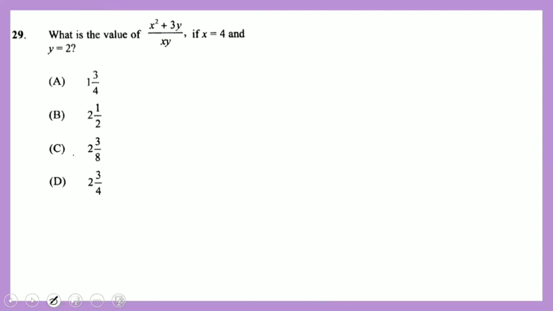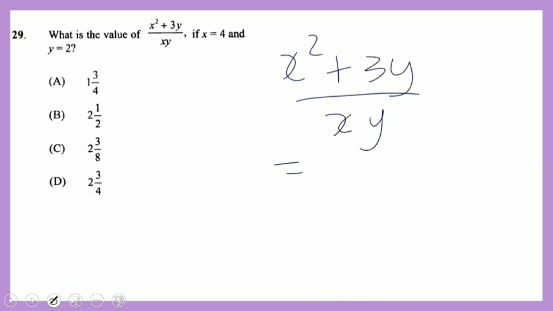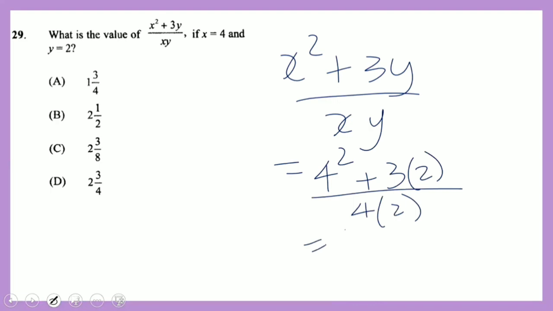What is the value of, and we're substituting again, if x is equal to 4 and y is equal to 2, what is x squared plus 3y over xy? We're squaring x, so that's 4 squared plus 3 times y, which is 2, over x times y, so that means 4 times 2. 4 squared, 16 plus 6 over 8. This will give us 22 over 8.